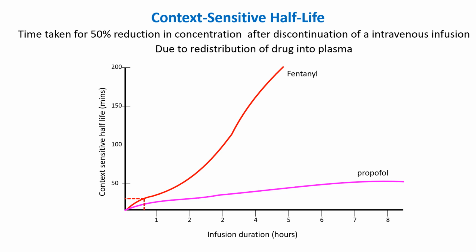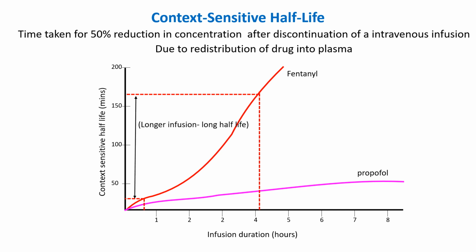However, with prolonged infusion, the context-sensitive half-life increases significantly. This is because fentanyl, being highly lipophilic, accumulates in fat tissues and then slowly leaches back into the bloodstream, prolonging its presence in plasma and thus extending the recovery time.